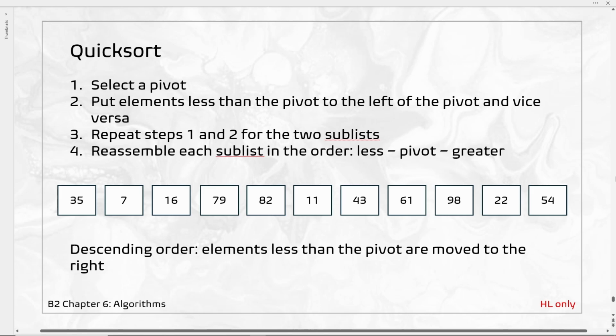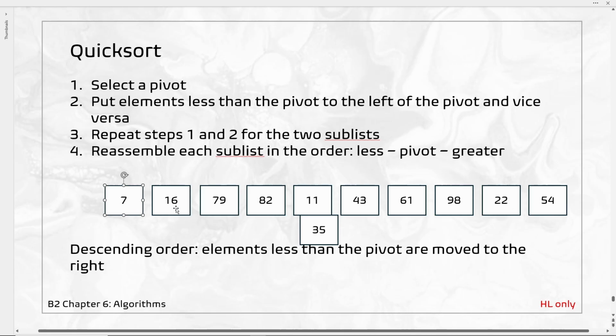So consider this given list. We'll use quicksort to sort this list in ascending order. First, let's pick a pivot. Since it can be anything, let's just pick the first element to be our pivot. Now, let's put every number less than the pivot to the left, and vice versa for the right. So we'll start from the left and go in order until the right.